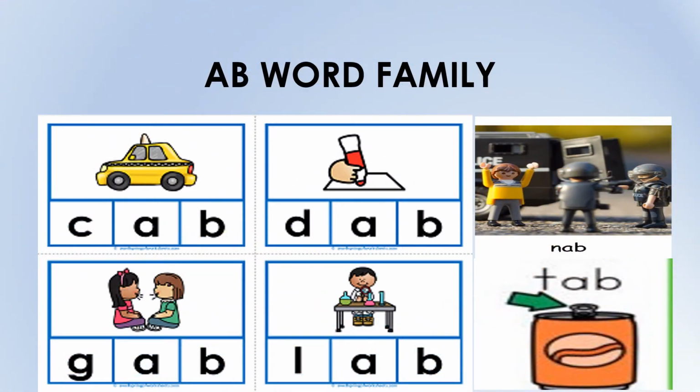Children, can you see some pictures over here? Yes, and can you see what is written over here? A, B. Sound of A is a and sound of B is b. A-B words. Let's read it now.